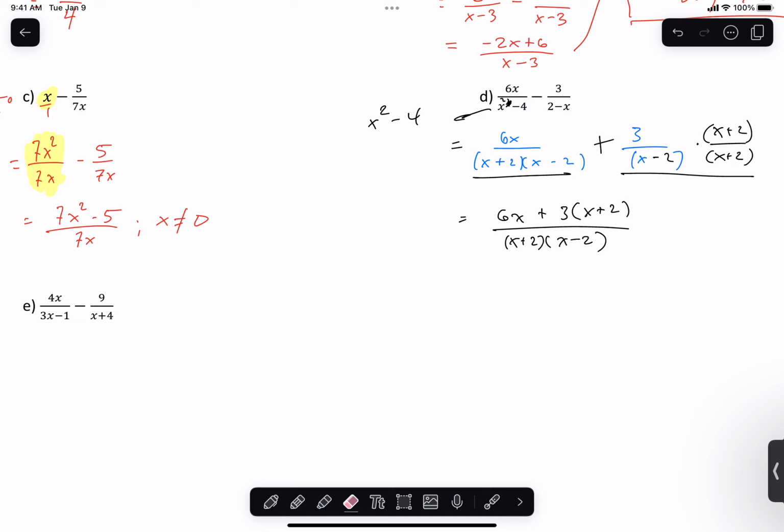Okay, what can I do in the numerator? I can expand and collect like terms. There are restrictions now. It's okay, let's do as much simplification as we can, and then before you start canceling anything, state your restrictions. That way we're not doing any extra writing than we need to. Just don't forget to state the restrictions. So I'm going to go 6x plus 3x plus 6 over x plus 2 times x minus 2.